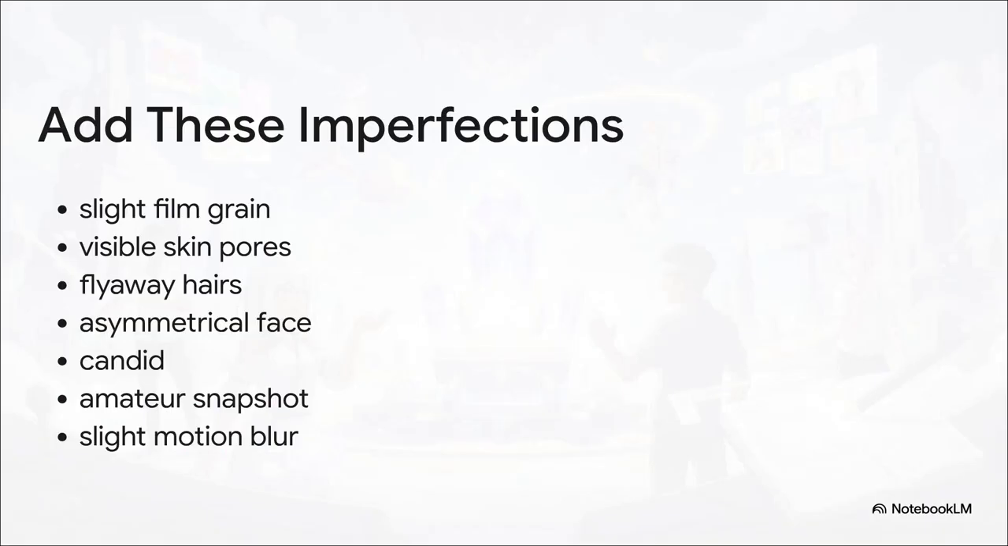Here's a list you can start using right now. Seriously, just start adding these to your prompts. Ask for visible skin pores and flyaway hairs. Use words like candid or amateur snapshot. Adding something like slight motion blur tells the AI that this was a real moment, captured in time, not some sterile render that was posed for eternity.